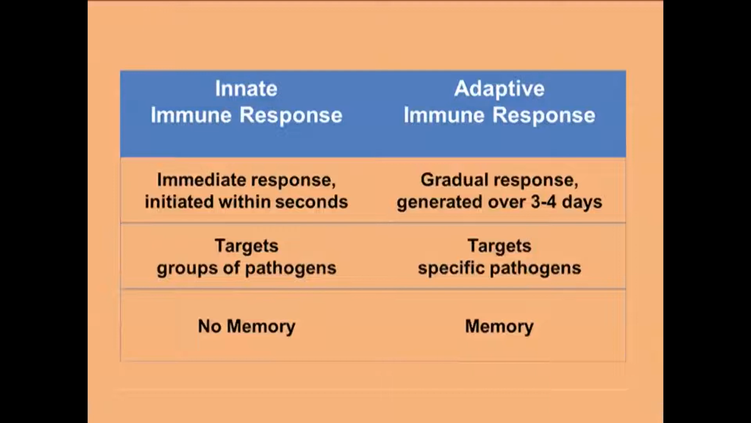However, in case of adaptive immune response, since it has memory, it keeps the memory of that particular antigen, and next time the same antigen enters into our system, all the memory cells fight against that antigen, and thus adaptive immune response is stronger than innate immune response.